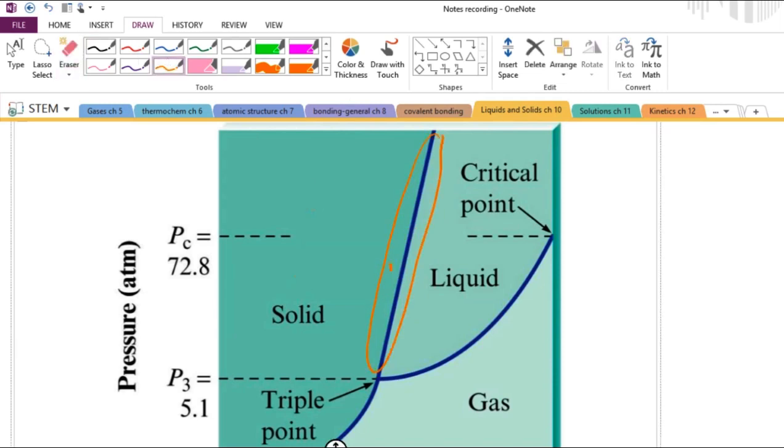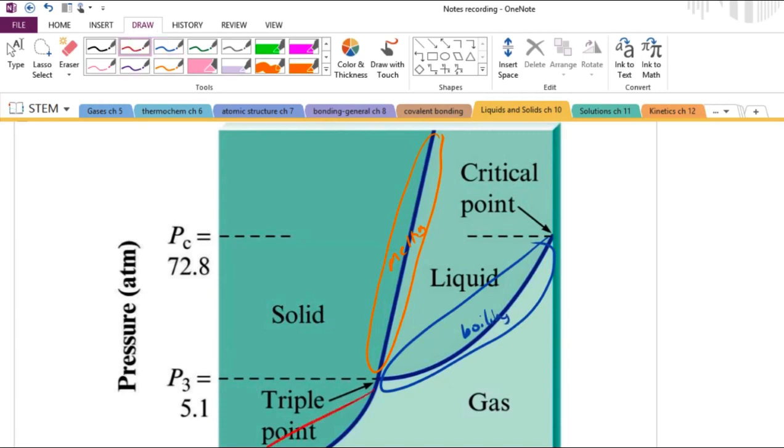Solid to liquid, this would be your melting. So you can look at a melting point at any pressure. This one here, liquid to gas, this would be your boiling. And this one, solid to gas. Along this line, we would be looking at sublimation.